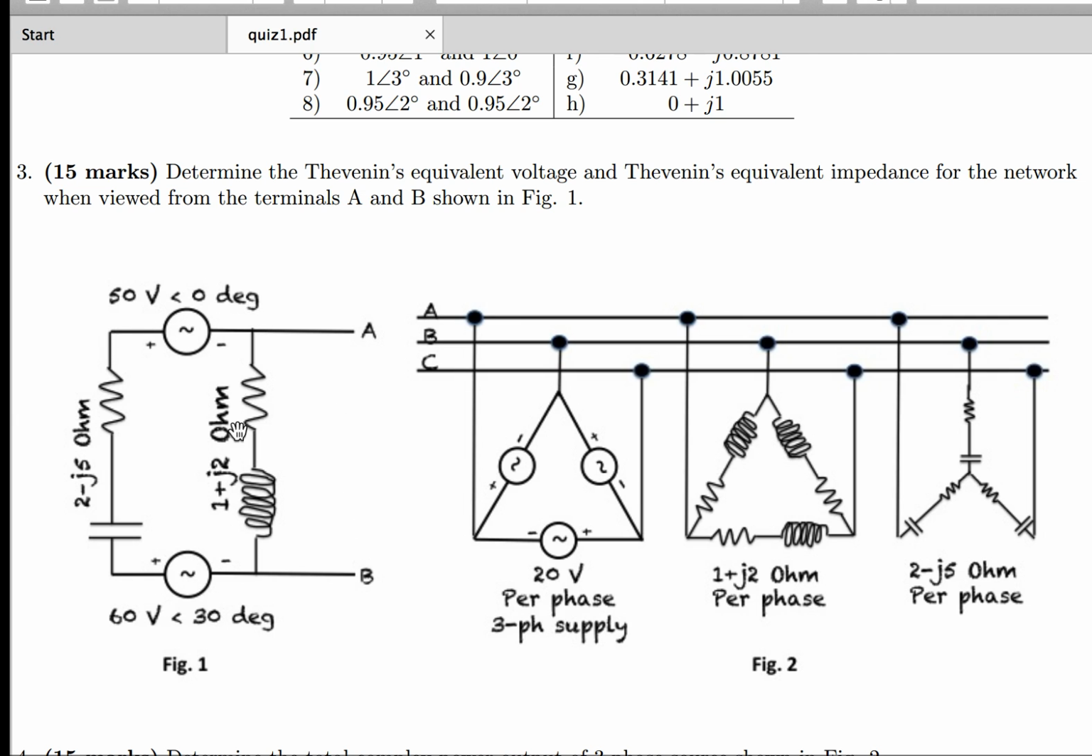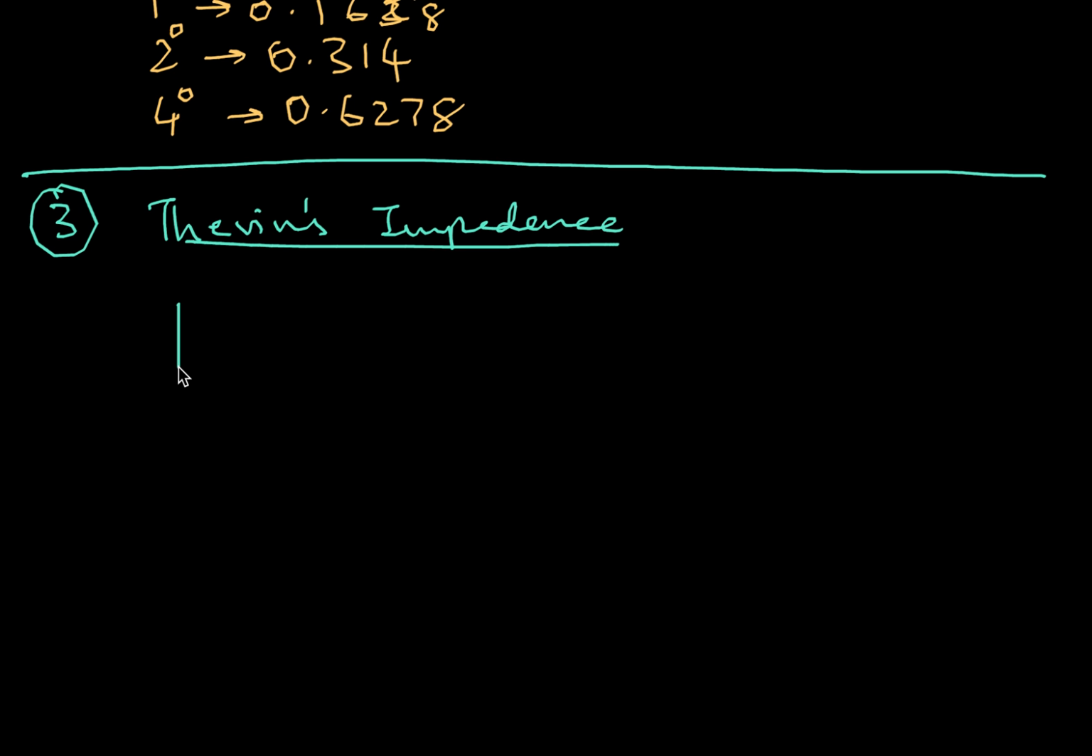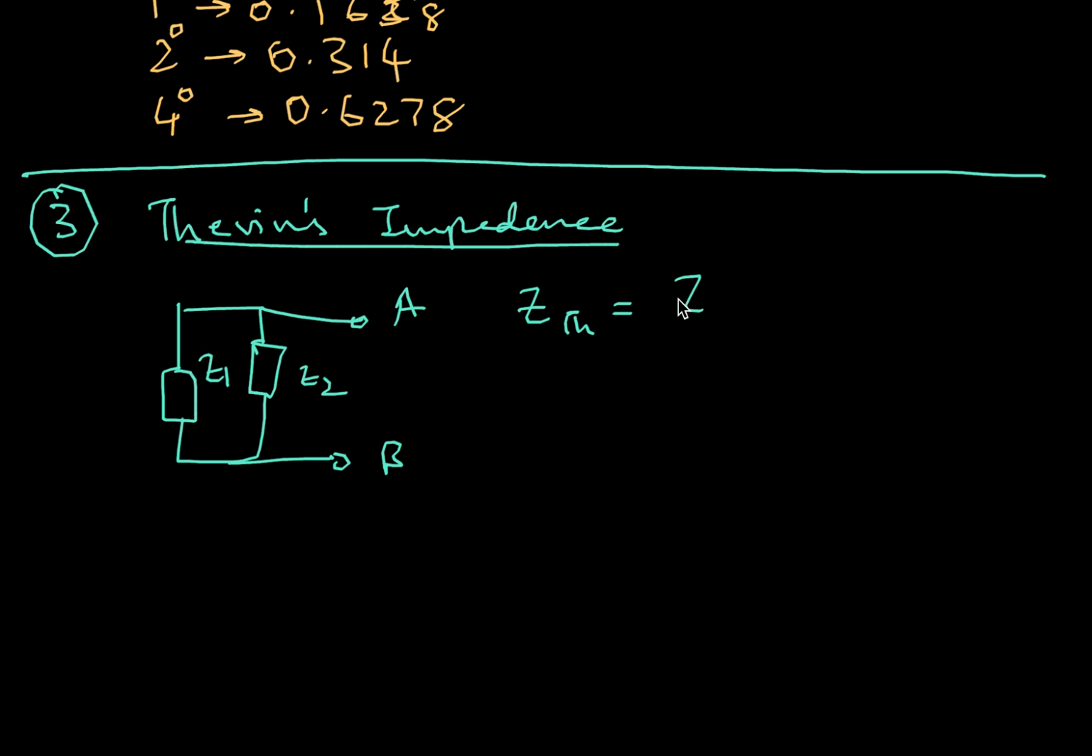So you short circuit this and short circuit this. So I have two impedances connected in parallel, 2 minus J5 and 1 plus J2. So Thevenin's impedance will be the resultant impedance. I just short circuited both the sources, so I get a system like this. This is A, B, and this is Z1, this is Z2. So Z Thevenin is nothing but Z1 parallel to Z2, that is, Z1 Z2 by Z1 plus Z2.